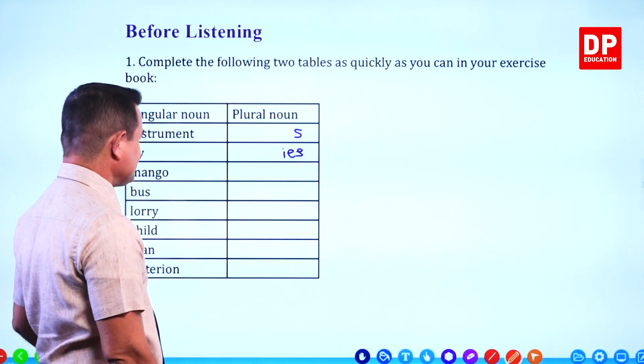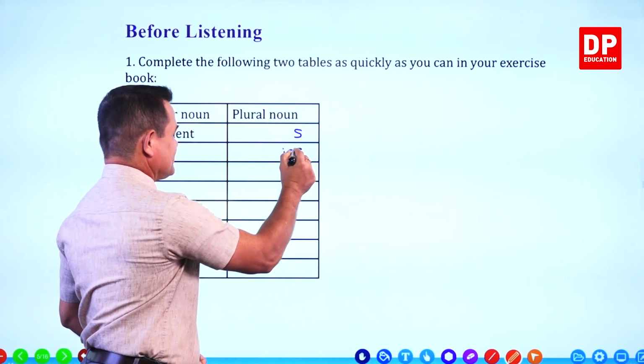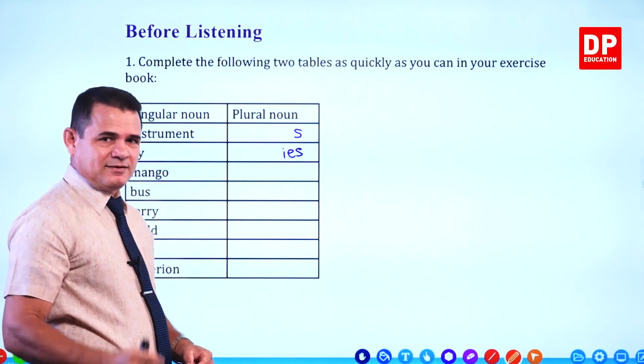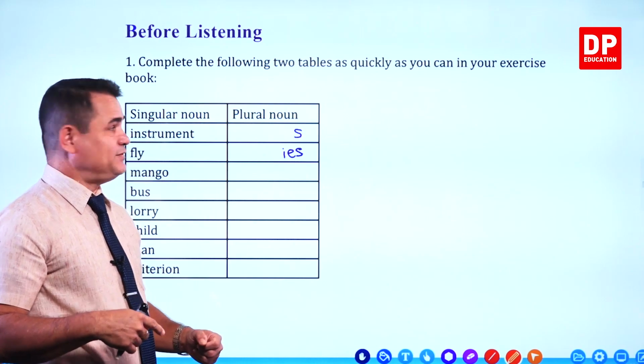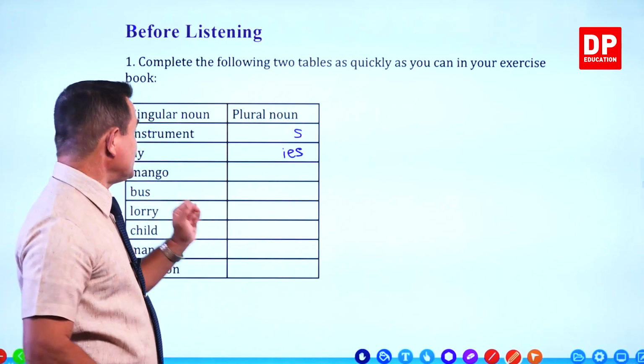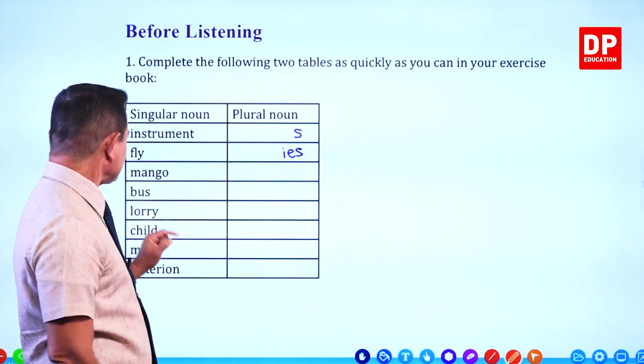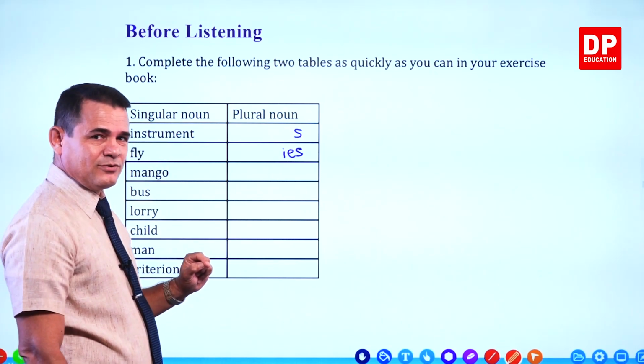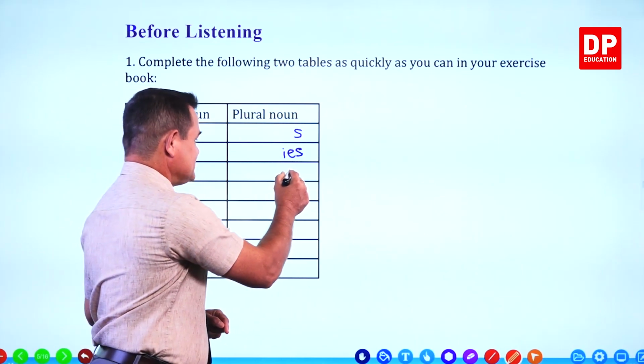Wow. That is fly. There's another. If it is a verb, that is a verb. These are nouns, right? Fly. Mango. Add es.